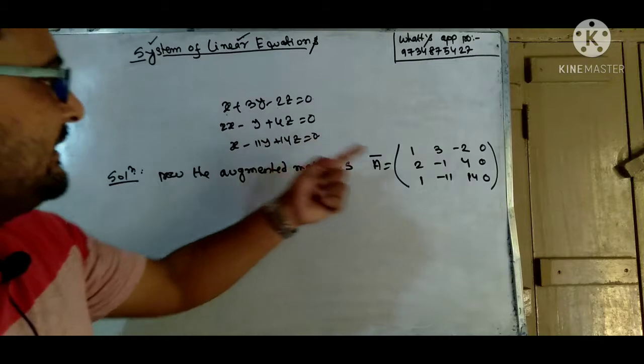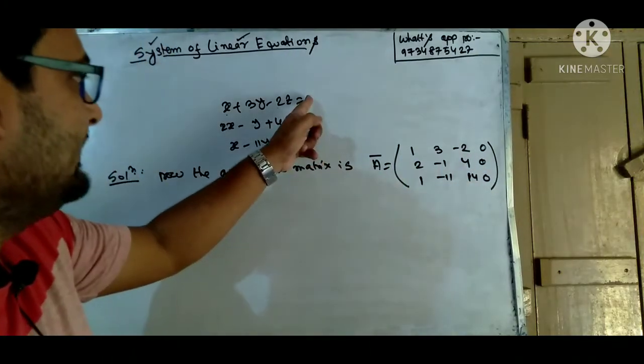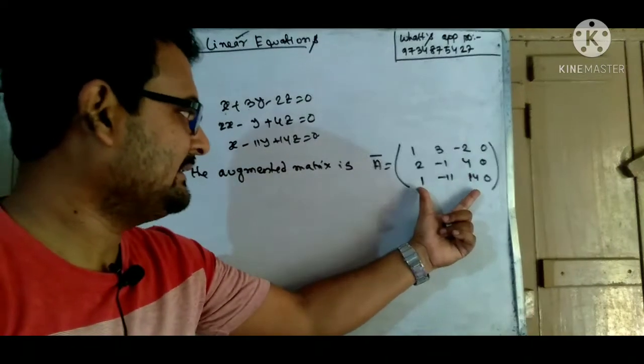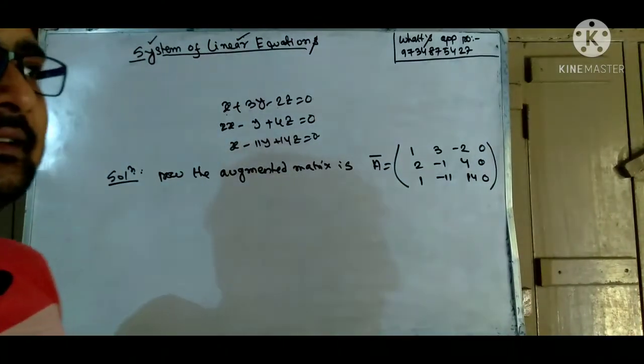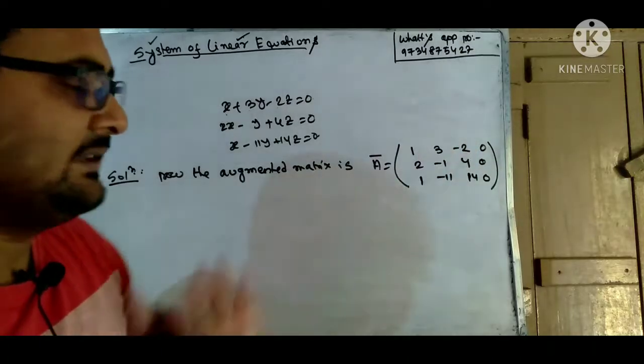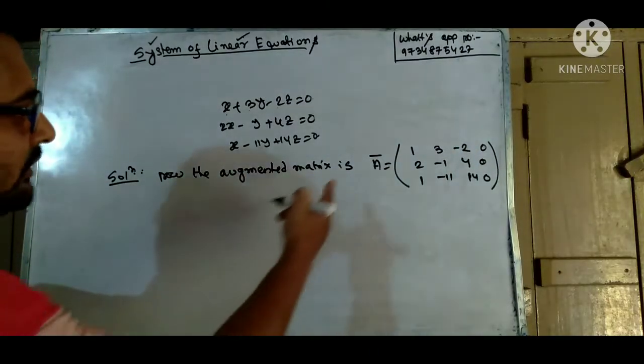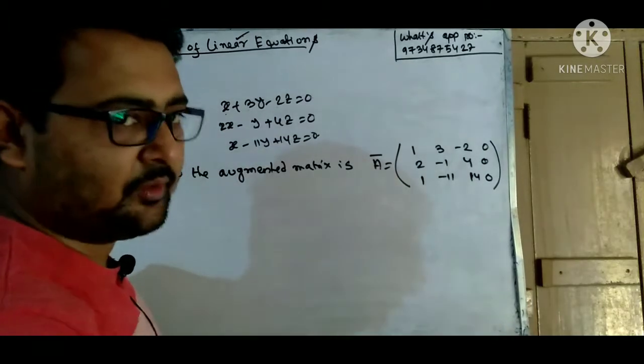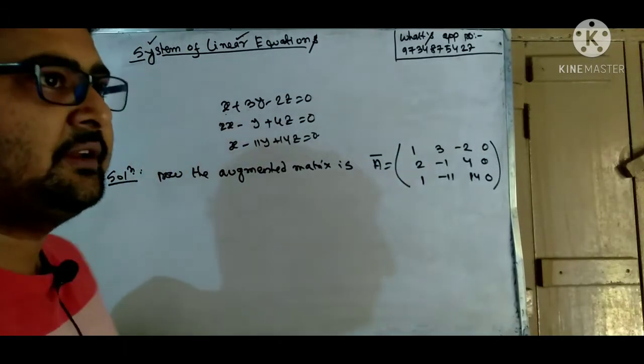Coefficient matrix, in the last column if we add the constants of the equation, then this is the matrix called the augmented matrix. Clear? So the augmented matrix is this. Now we will reduce the augmented matrix to its row echelon form.